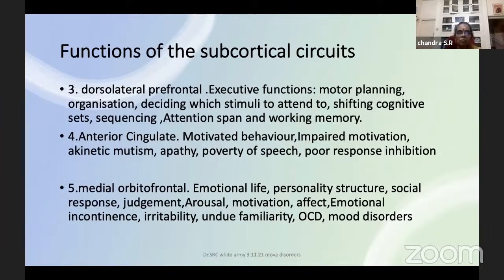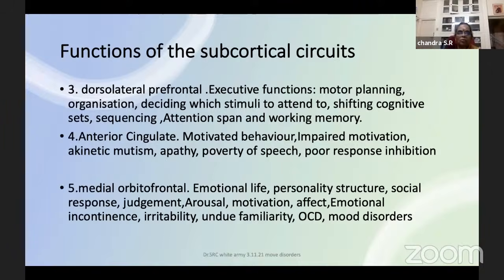Anterior cingulate is motivational behavior, and impaired motivation to an extreme degree will result in akinetic mutism. Completely motor and communicative, everything is locked down, and that is the end stage when you are akinetic and mute. That happens when the anterior cingulate circuit is affected.